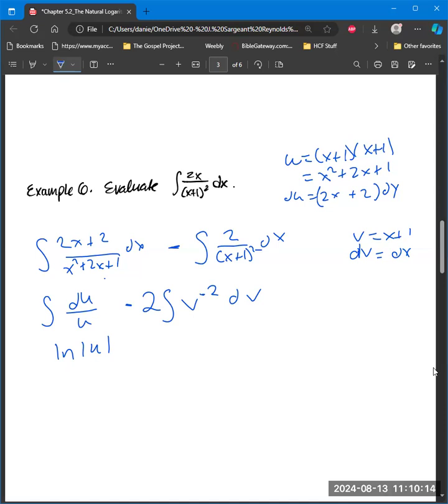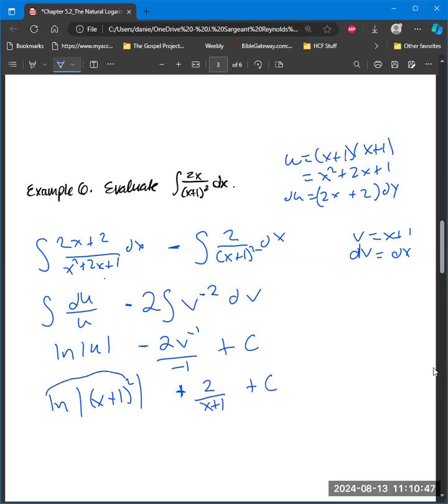And so this is going to be minus 2v to the -1st over -1 plus c. So ln of the absolute value of u was x plus 1 quantity squared, like that. And that'll be important. I'll use a log property in just a second. Minus a negative is going to be a positive. 2 over v is x plus 1 plus c.